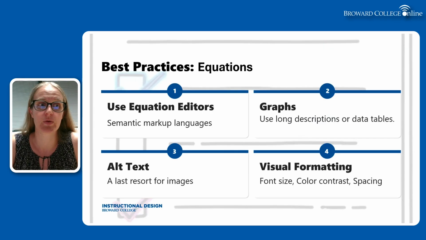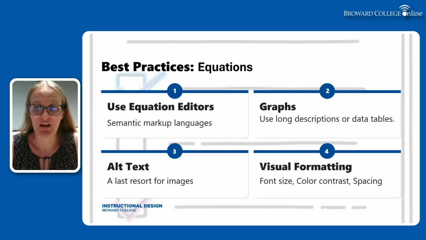The first and most important one is to use equation editors. These semantic markup languages can make equations intelligible to assistive technology and are the best way to go about doing so, rather than typing things out independently in different contexts or formats, or using the other things we've talked about that can be those obstacles. Equation editors are the best way to go.